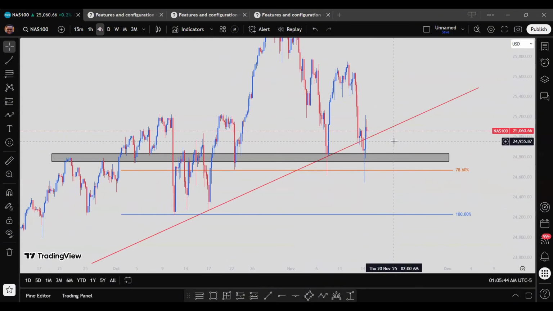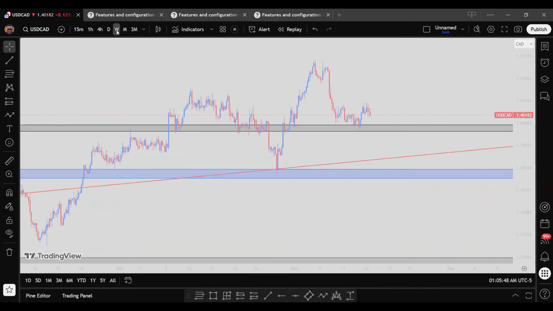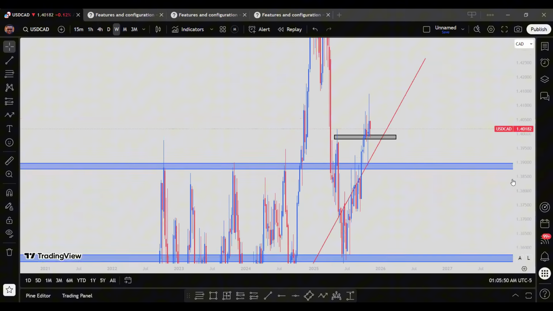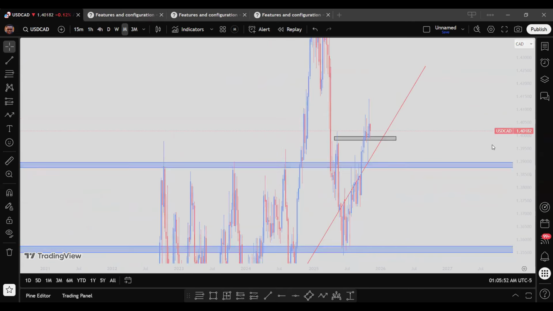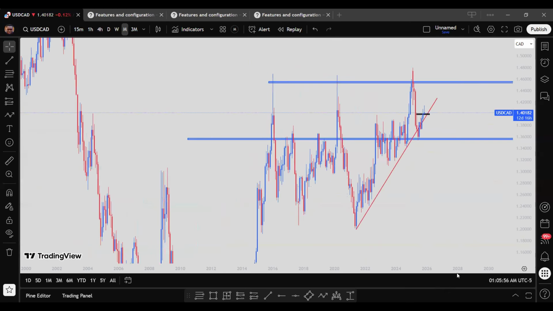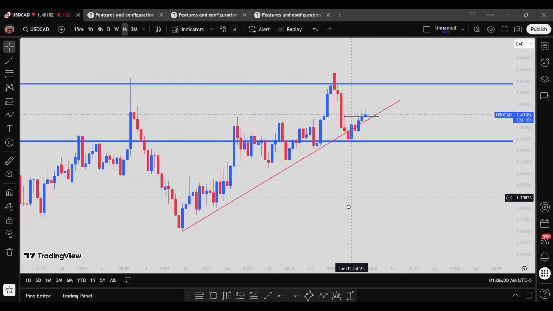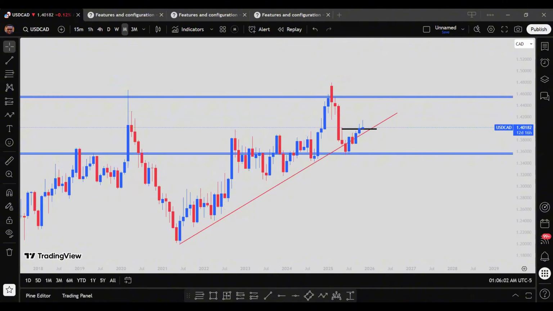So now let's look at USD CAD. USD CAD has been very much bullish. Looking at it on the higher time frame, the monthly or the 3 month, price has been very much bullish to the upside. We have this ascending trend line here, and price was clearly moving to the upside.